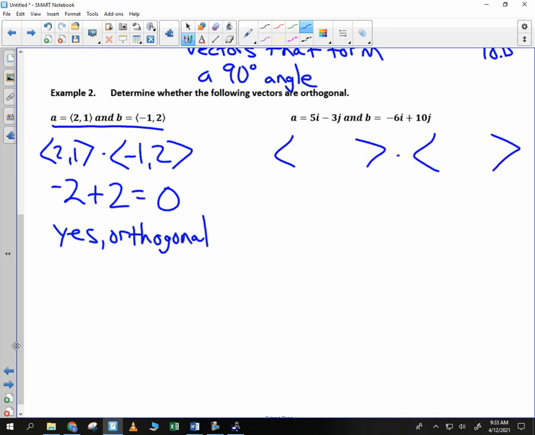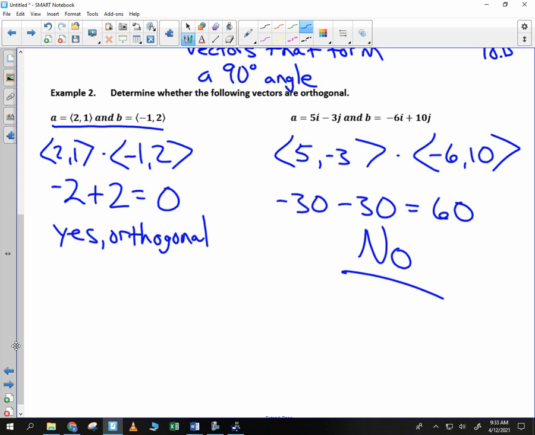The next one we would take is written in terms of i and j, which I won't do to you on the test. I'm going to start getting rid of that from the notes. It just doesn't seem very applicable, but it's just 5, negative 3 times negative 6, 10. What do you think? Don't you get negative 30 and 30? Get negative 30 and negative 30. Yeah, so it makes negative 60. So no, they are not orthogonal. I mean, the fact is that you see that some people would have made that mistake, right? I kind of tried to trick you.